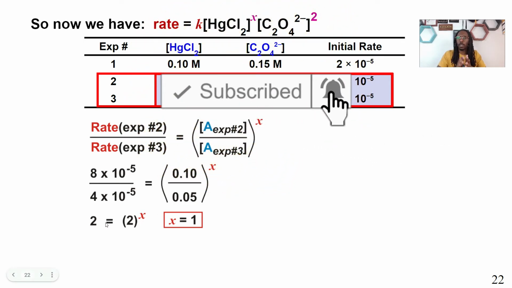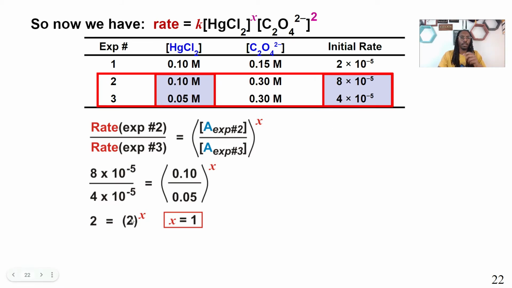Based on just looking at it, I want to know that if I've got 2 raised to x and it has to be equal to 2, the only thing that's going to give me the 2 is if my x is 1. Right? 2 raised to 1 is 2. So my x is 1. My x is 1.